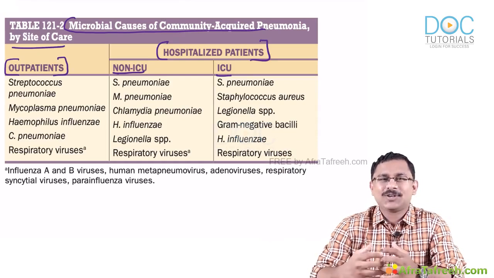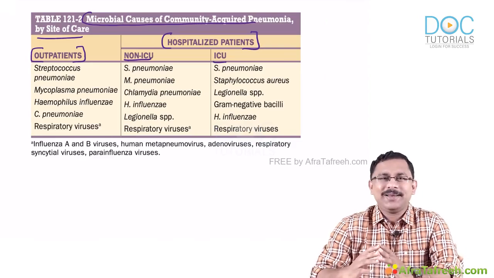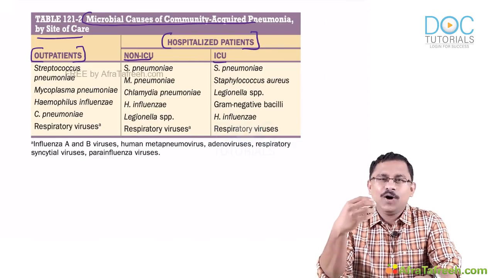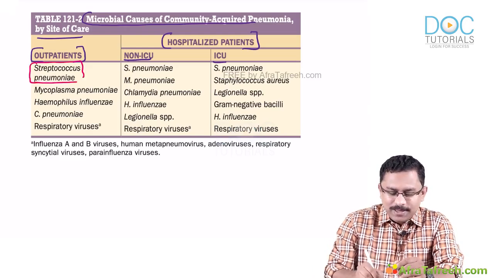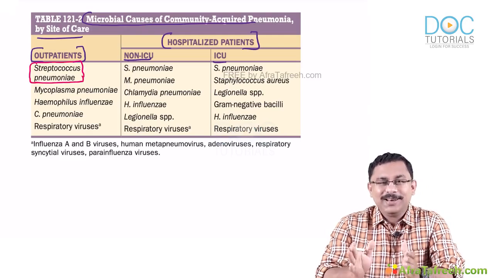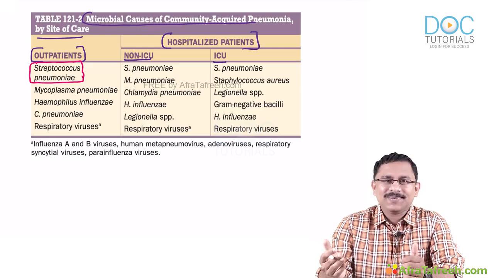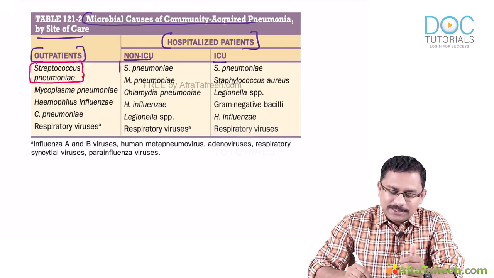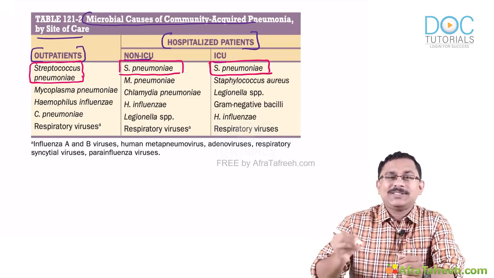What are the organisms causing? Now, when you take into account the outpatient department, so suppose you have a pneumonia that can be managed in the outpatient department, the most likely cause would be a Streptococcus pneumoniae or pneumococcus. Now, at this juncture, let me tell you that not just the OP patients, whether it be IP, and if it is IP, whether it be non-ICU or ICU, always the commonest organism associated with a pneumonia is Streptococcus pneumoniae.